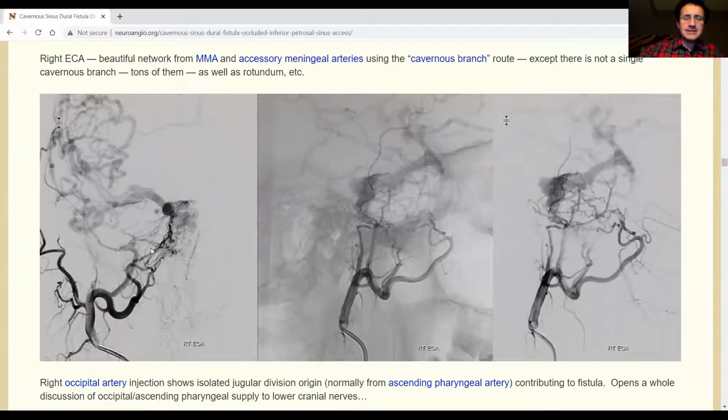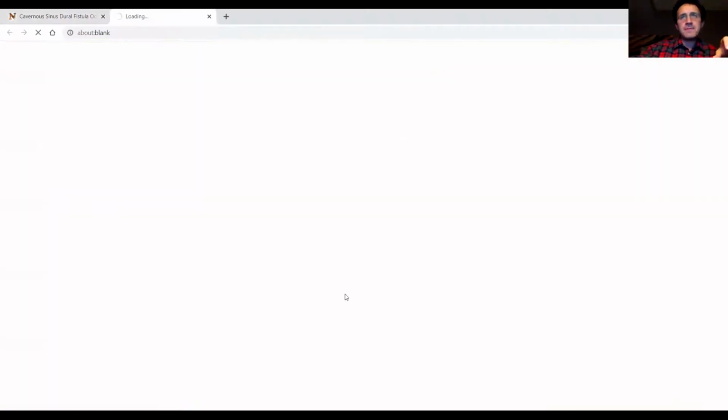But you can see again, this is like a spectrum. Look at all these vessels. There's not one artery at the foramen rotundum. There's a whole network of rotundum arteries that you can see over here. The same thing about the cavernous branch. Okay, let's go there for a second.